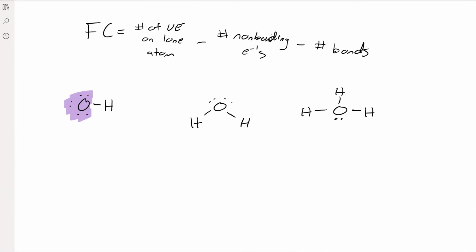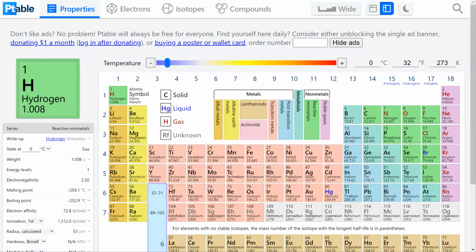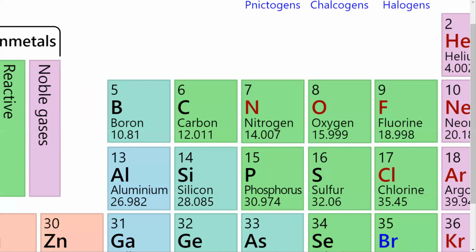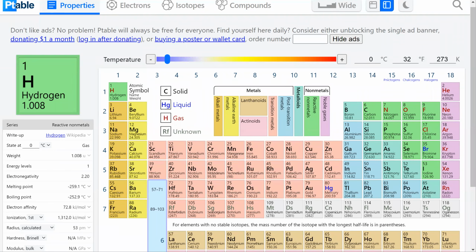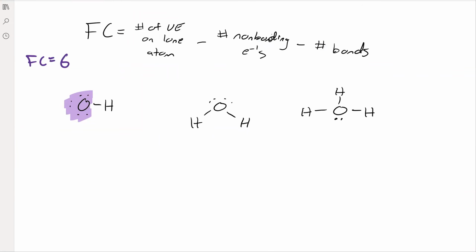Using our equation, we know that the formal charge is going to be equal to the number of valence electrons in the lone atom. So what I mean is, when it's just by itself, how many valence electrons does it have? We can see that oxygen is part of group 6, so we'll have 6 valence electrons. So 6 there, minus the number of non-bonding electrons. It has 3 lone pairs, which is 6 non-bonding electrons, so that will be minus 6. And then the number of bonds: it's bonded to 1 hydrogen with a single bond, so we subtract 1, and our answer here is -1. So that oxygen has a formal charge of -1.